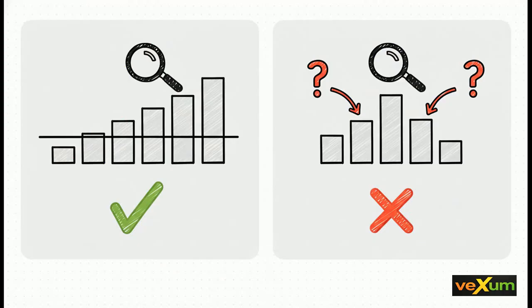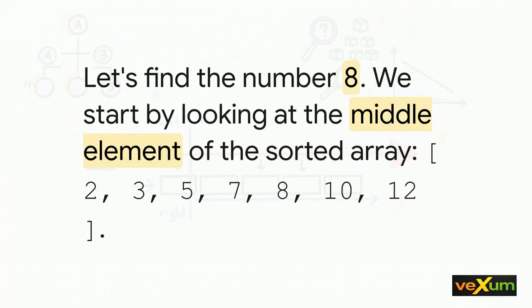Let me just hammer this point home one more time. Binary search only works on data that is sorted. If your list of numbers or names is all jumbled up, there's no way to know which half to throw away. It's like trying the dictionary trick with pages that have been shuffled randomly. It's impossible. You'd have to go back to checking every single one. All right, let's walk through a quick example together.